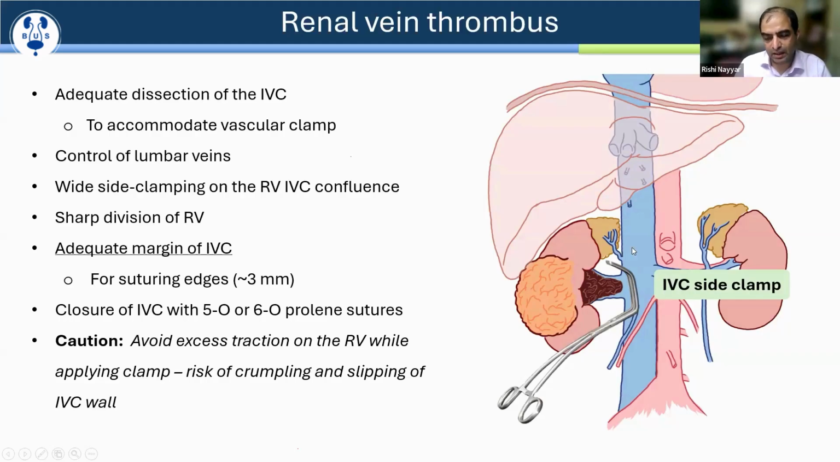So therefore, mobilize the IVC completely. If there are some lumbar veins coming in between, you can ligate those, but always apply the clamp in a way that the tumor is not stretched, and you can occlude half the lumen of the IVC easily without causing blood pressure issues for the anesthetist or the patient. So once this clamp is applied, then the venotomy is to be given nearby the ostium.